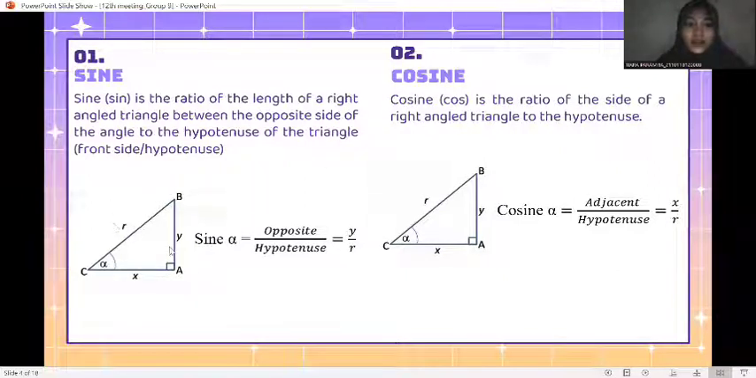From the picture here, we have seen sine alpha. Alpha is in here, so sine alpha is... the side here is the opposite side, the side here is the hypotenuse, and the side here is adjacent. So sine alpha equals the opposite side divided by the hypotenuse. The opposite is y and the hypotenuse is r. So sine alpha equals y divided by r.